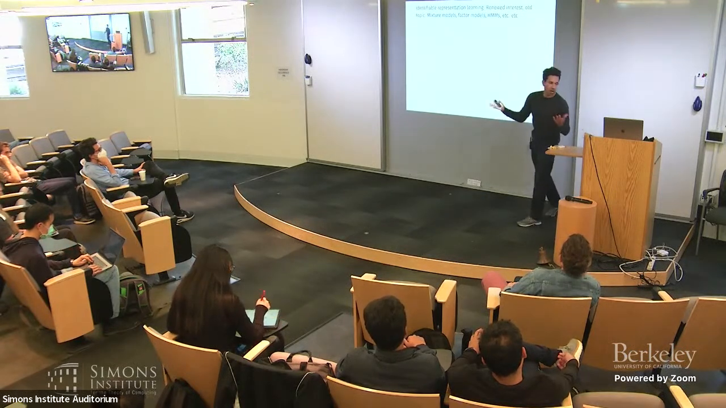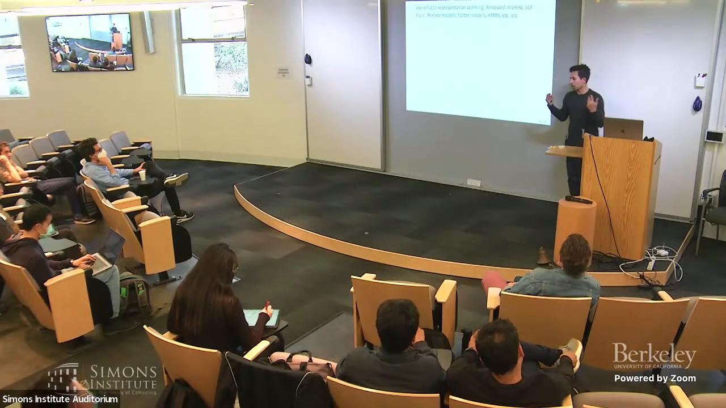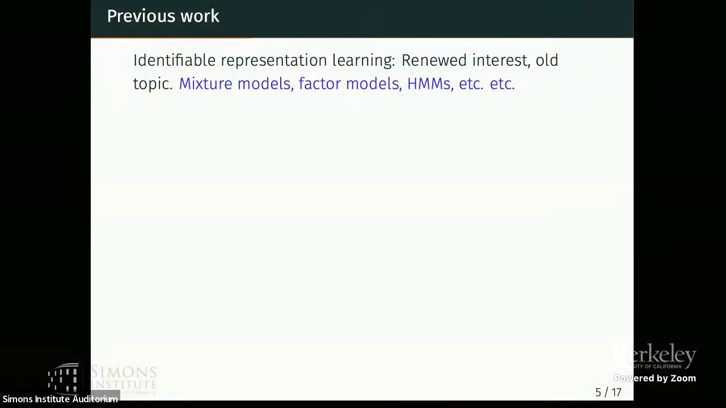Okay, so like I mentioned, this is a very well-studied problem. In fact, you can think of this as a generic latent variable model. Recently, this has gone under the guise of identifiable representation learning. So there's a lot of renewed interest in the machine learning and artificial intelligence literature. I have to stress that this is an extremely old topic that dates back to the 1800s. So we talk about mixture models, factor models, hidden Markov models. There's a ton of literature that I will not be able to do justice to here.